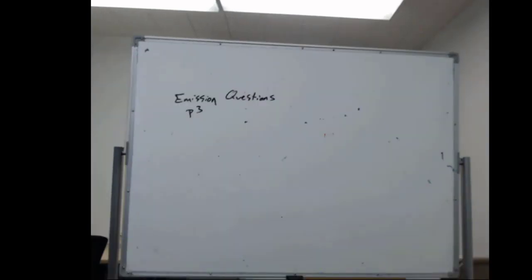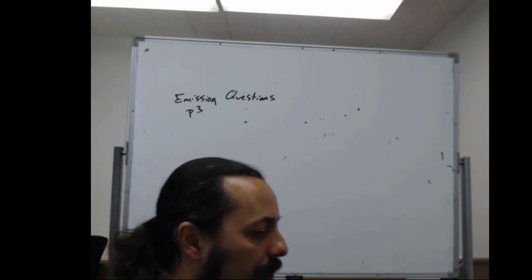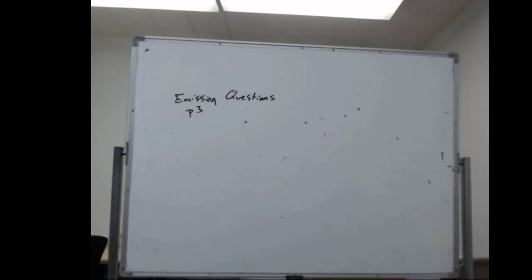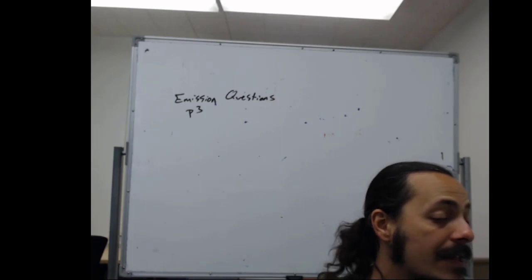Let's go ahead and take a look at emissions question problem 3. It reads as such: an excited hydrogen atom relaxes to the ground state while emitting a 121.5 nanometer photon. What is the initial principal quantum number n initial of the electron in the excited state?